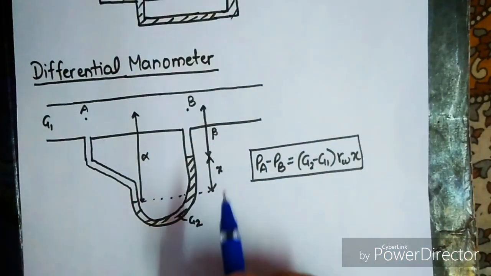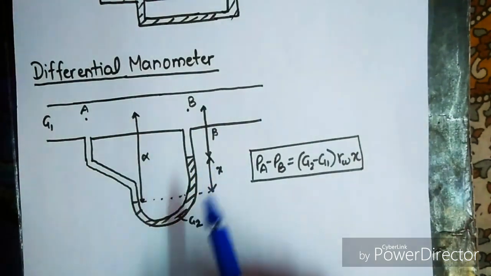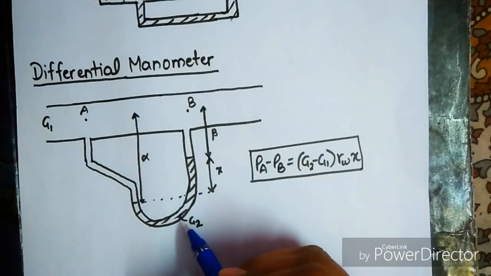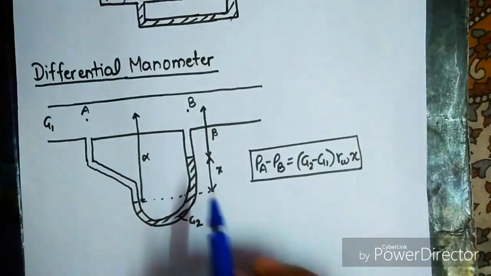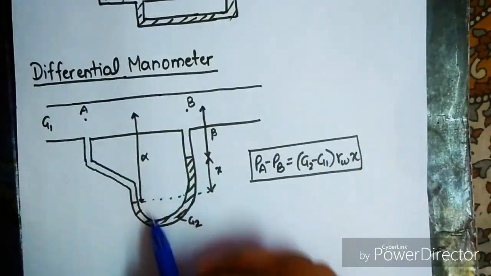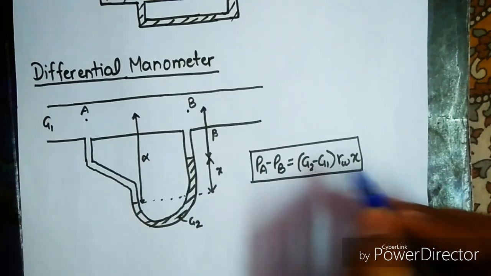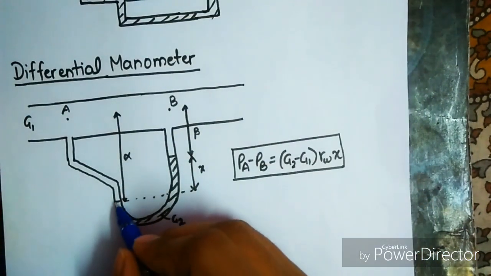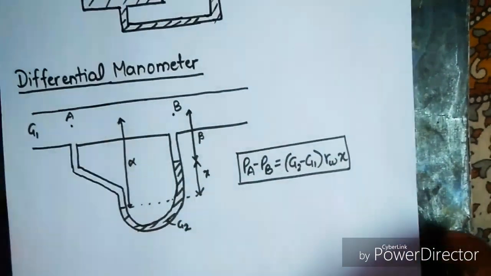Okay. Now the differential manometer is used to measure the difference between the pressure at these 2 points A and B. We are having a manometric liquid of specific gravity G2, and G1 is the specific gravity of the liquid flowing in the pipe. So to determine the pressure difference, we use the formula PA minus PB equals (G2 minus G1) gamma W x, where x is the difference in the level of the manometric liquid from this point to this point, that is alpha minus beta.